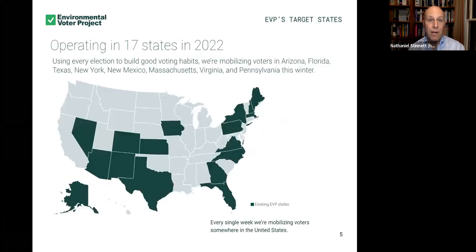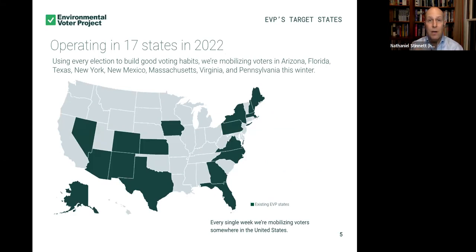All right, very, very quickly, we operate in 17 states. We have already started working this year. We've already contacted close to 100,000 voters in what I think is probably 30, maybe getting close to 40 different elections. This year, it's only what, like 6-7 weeks into the year? And yeah, we've already been active in that many elections.